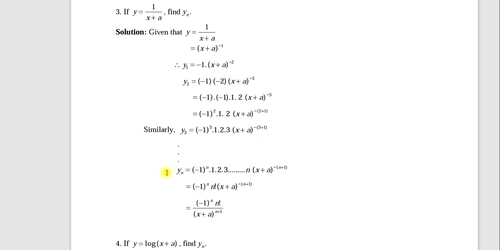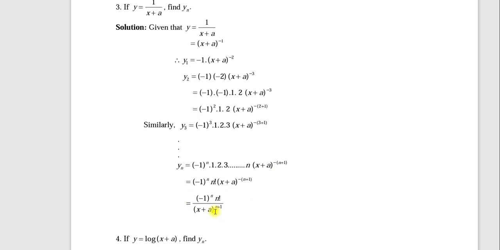Let us break it down a bit. We can write 1 into 2 into 3 dot dot dot n as n factorial, and since this part's power is negative, we can write it as denominator. So our final answer is this one.